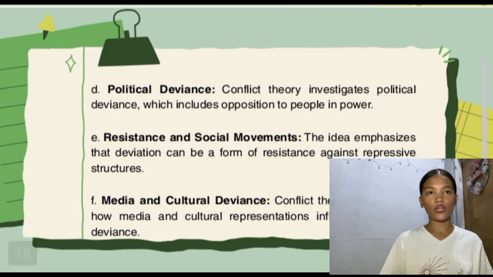Lastly, conflict theory examines how media and culture shape our idea of deviance. Media often portrays certain groups as dangerous or problematic while protecting the image of powerful groups. This influences how society sees deviant behavior. So conflict theory teaches us that deviance is not just about breaking rules. It's deeply connected to power, inequality, and control. Those who have power decide what counts as deviant, and those without power are more likely to be labeled and punished.